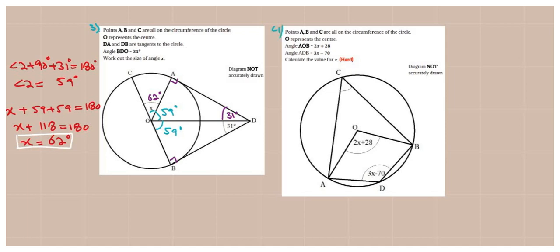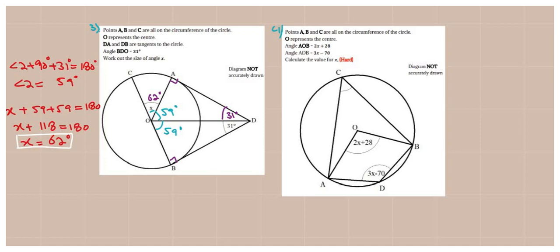It says points A, B and C are all on the circumference of the circle. O represents the center. Angle AOB is equal to 2x plus 28, which is also the central angle, and angle ADB is equal to 3x minus 70. Calculate the value for x. Okay, so our target is to find x.